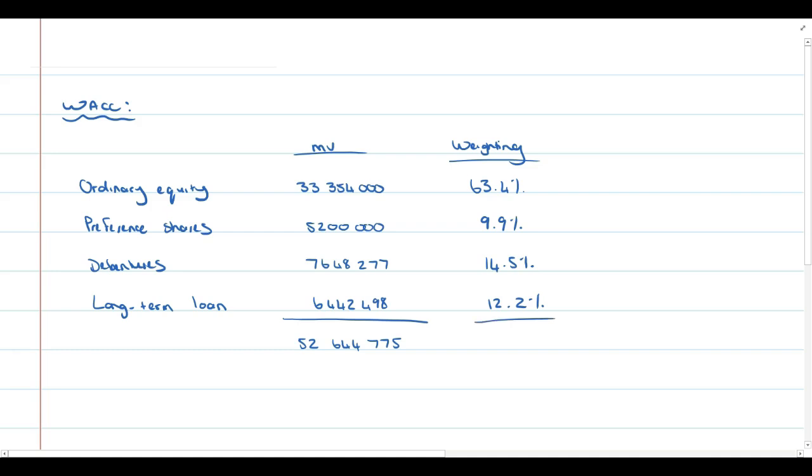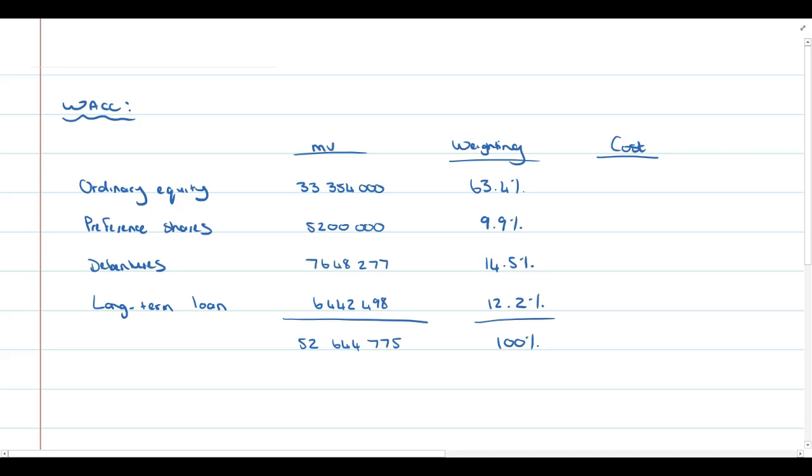So obviously, the total of this weighting will add up to 100%. All of the capital within the company, we are just looking at how it is split between equity, preference shares, debentures, and the long-term loan. And guys, I recommend you write out this 100% over here because there are sometimes marks awarded for that amount. So please write that out.